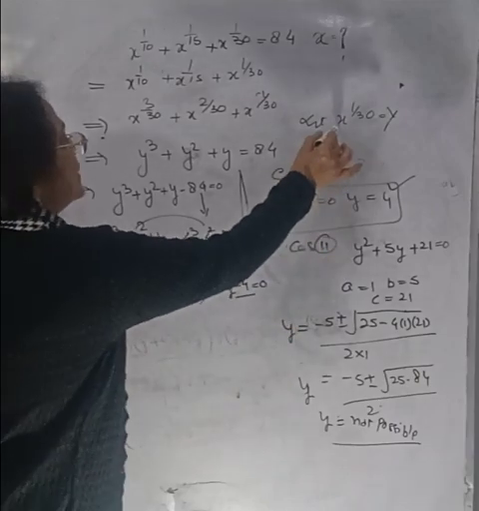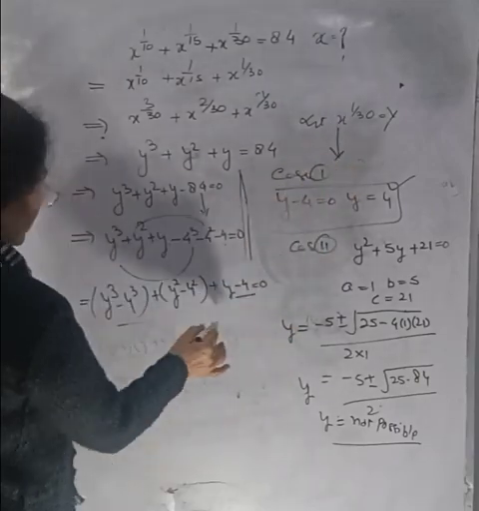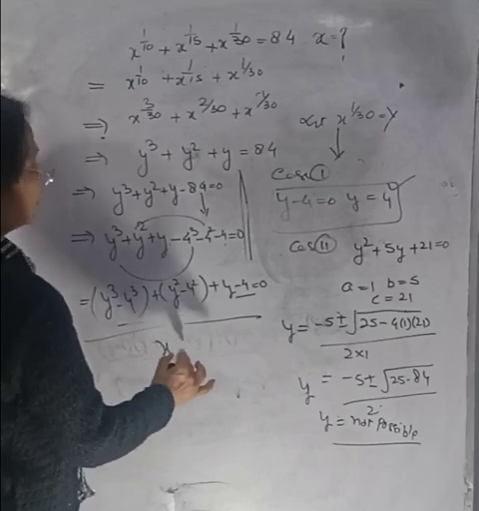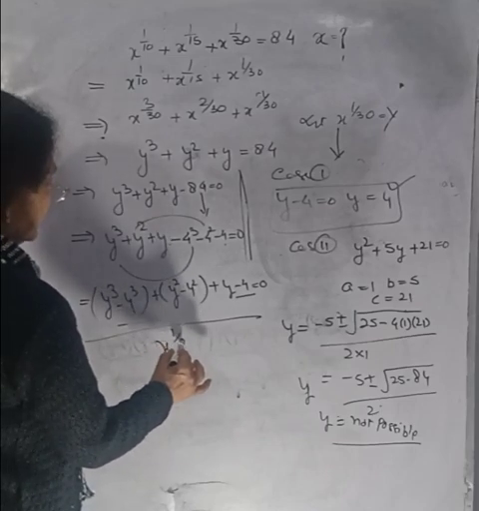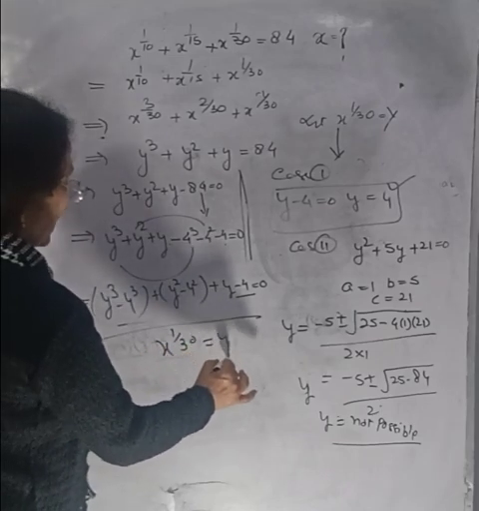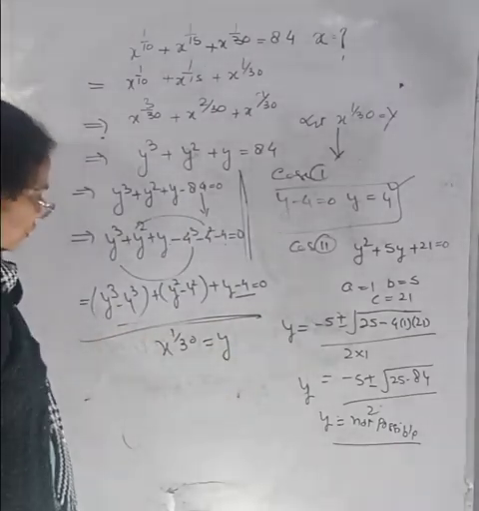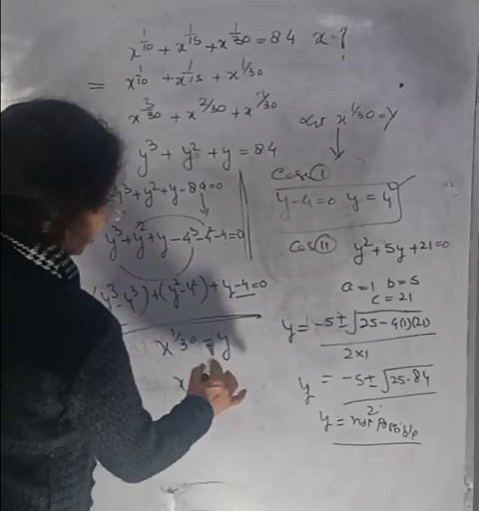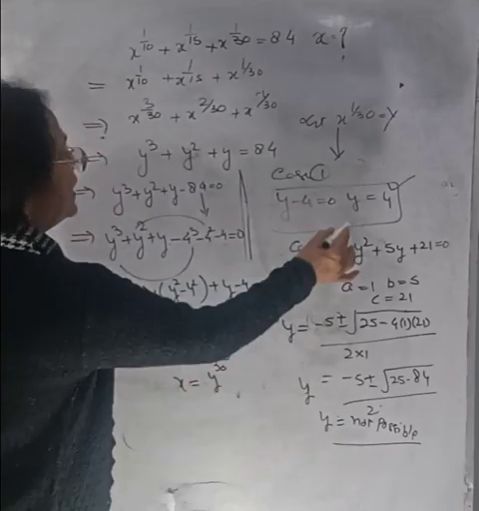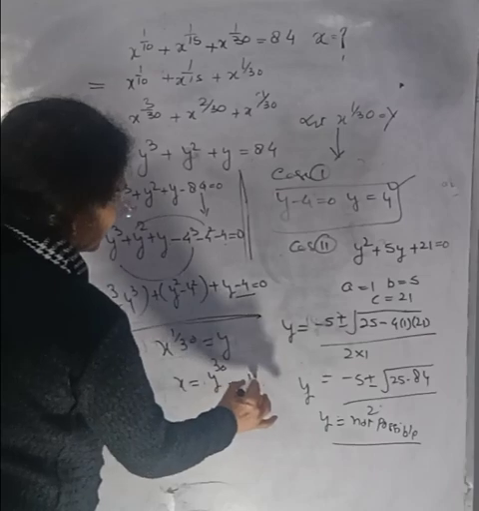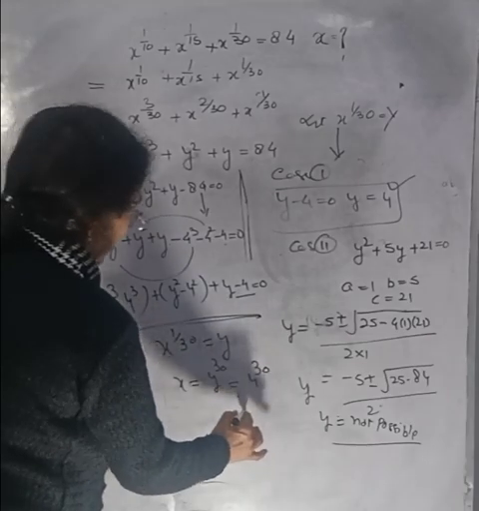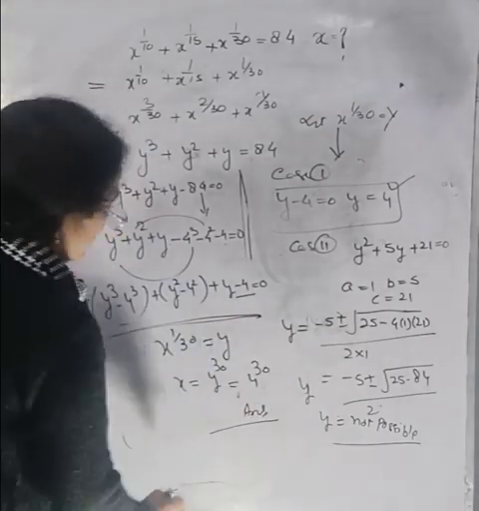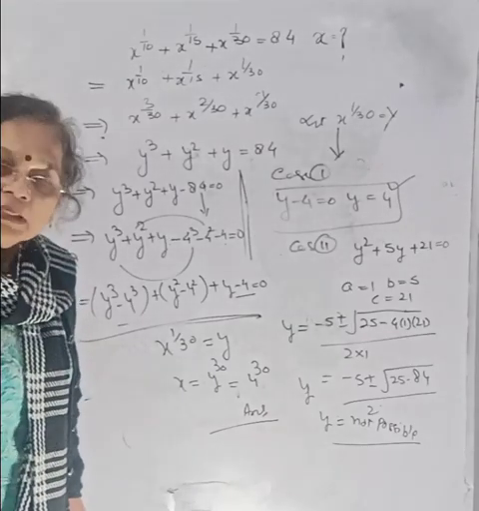Using this, the value of x can be obtained for case 1. X to the power 1 by 30 was supposed to be equal to y in the beginning of the question. So x will be equal to y to the power 30, and y is equal to 4, which means x is 4 to the power 30. This is the answer.